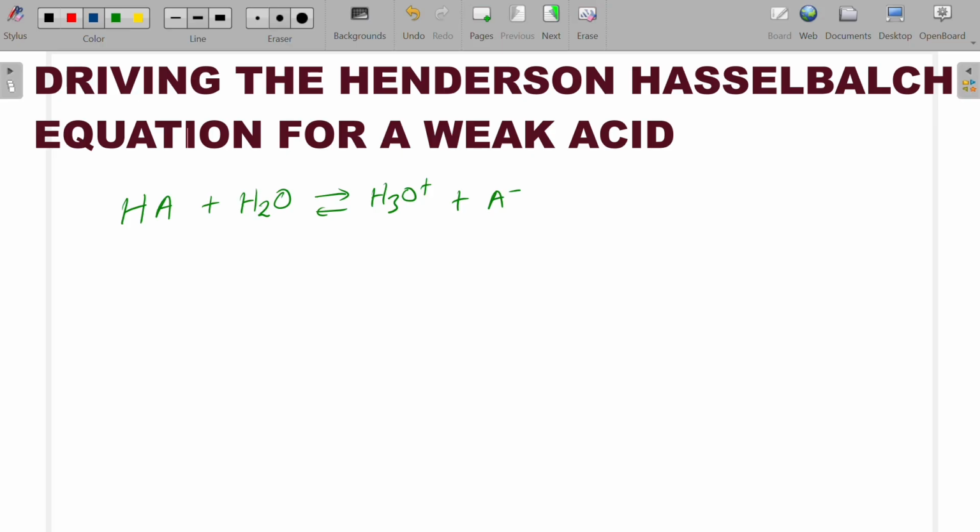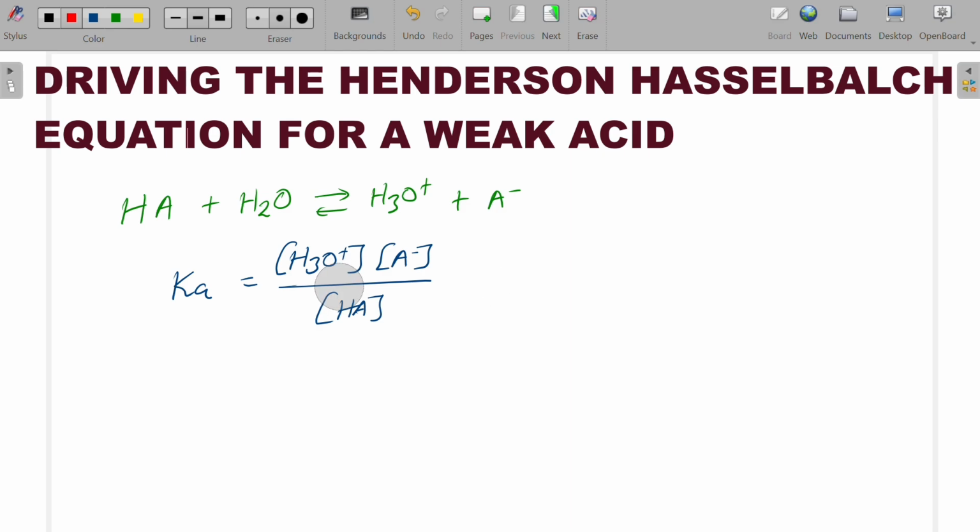The next step is to write its Ka expression. So the Ka expression is equal to the concentration of the hydronium ion, multiplied by the concentration of the conjugate base, and this will be divided by the concentration of the acid down there. If you are wondering why we are not including water, water is in liquid form. Anything that is in liquid form or solid form is not included. So water is in liquid form, therefore it's not included.